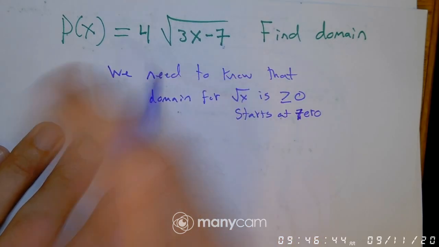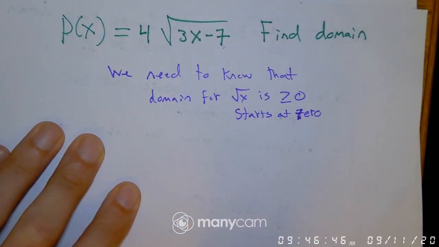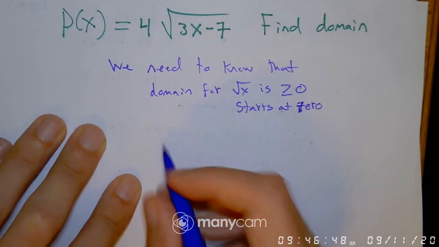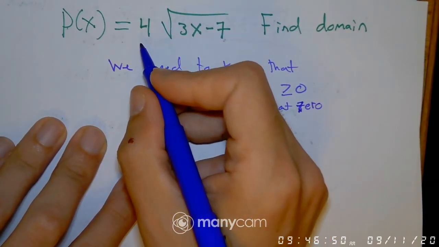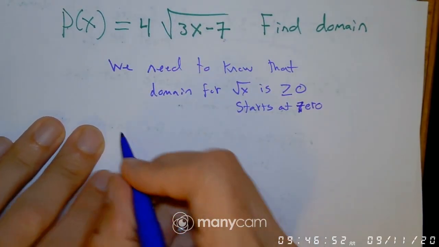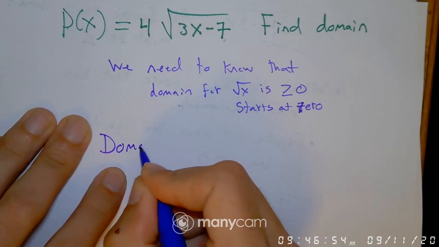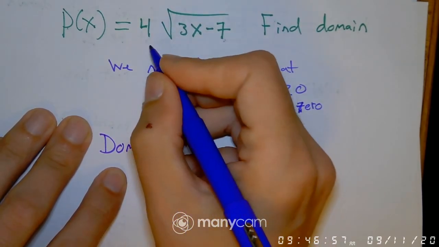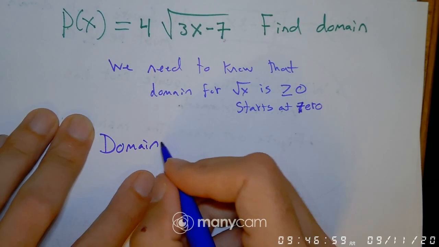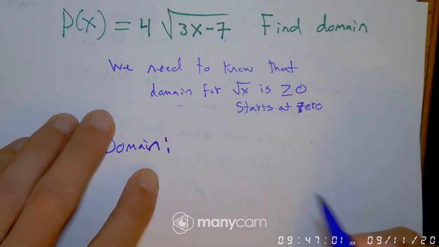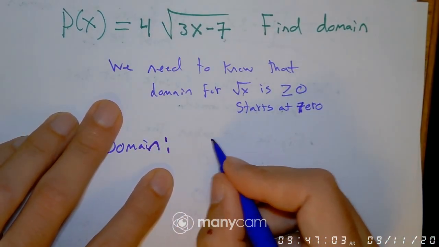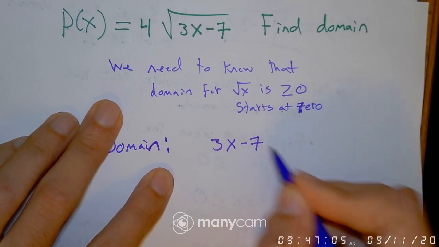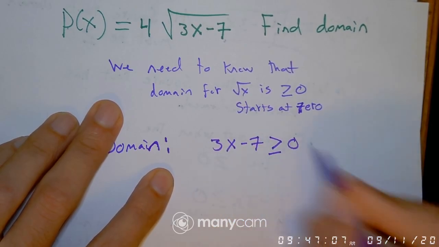The 4 doesn't matter. That's a vertical dilation. That doesn't affect where it starts. Okay, so it would affect the, no, it wouldn't. Okay, I'm done. So domain. I mean, it would affect the range, but not really. It would just affect how quickly it got there. So the domain, to figure that out, we know that 3x minus 7 has to be greater than or equal to 0.